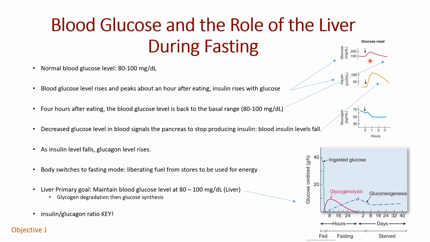And as that blood glucose level rises, the pancreas will sense that increased blood glucose, and the pancreas will release insulin to travel in the blood to signal to all the tissues that blood glucose is higher than normal, and the insulin will say, take that glucose up, use that glucose, let's get that glucose and put it to use.